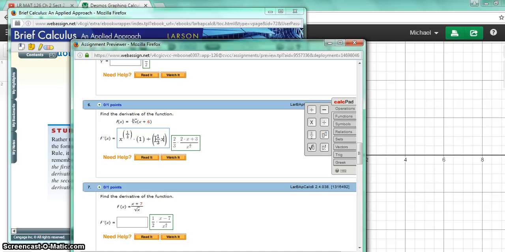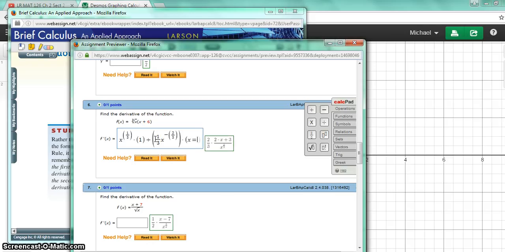So that would be 1/3 x, and when I subtract 1 from 1/3, I get negative 2/3. And then I have to multiply that by whatever the second function is, in this case x plus 6. Now I want you to notice that that's not what they have, right? They have something that looks a little different. I'm going to tell you that they are the same. If you combine these, you will get this answer.